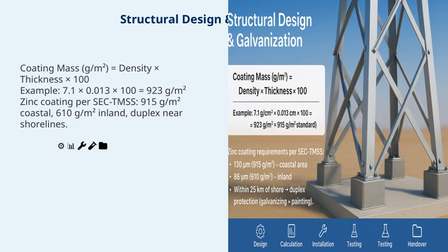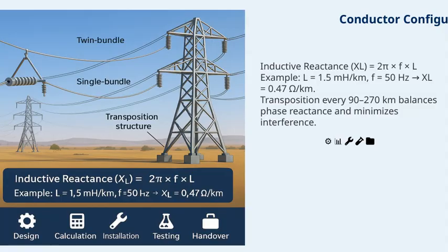Let's talk about conductor configuration and transposition. First, the inductive reactance, which we denote as XL, is calculated using the formula 2 pi times the frequency times the inductance. For example, if we have an inductance of 1.5 millihenries per kilometer and a frequency of 50 Hz, the reactance comes out to approximately 0.47 ohms per kilometer.